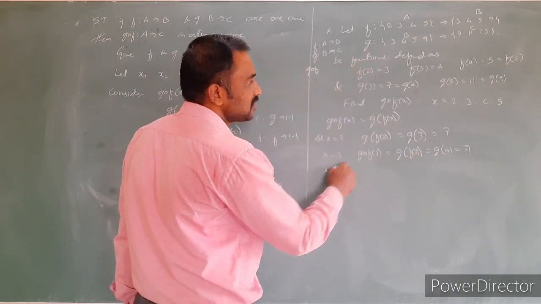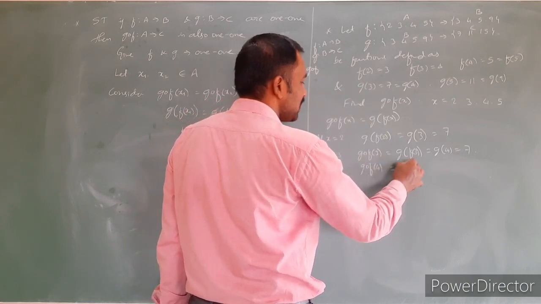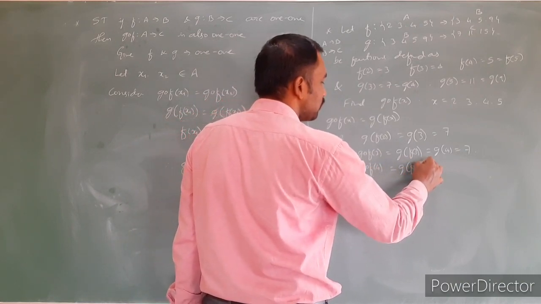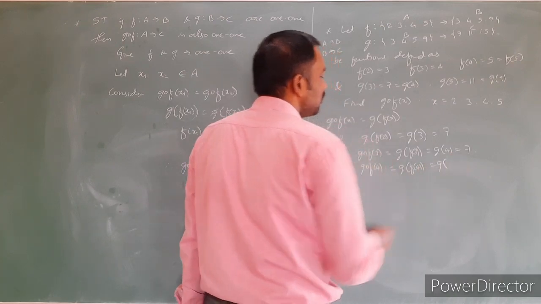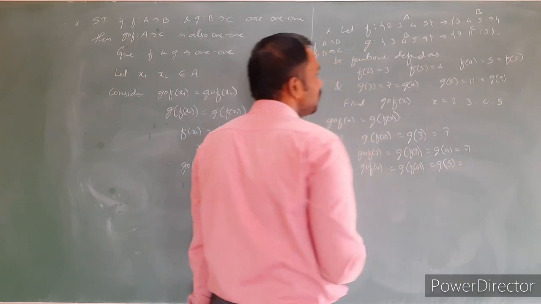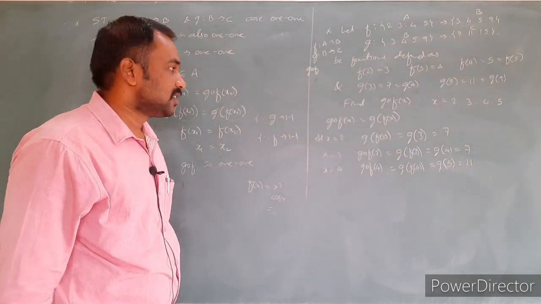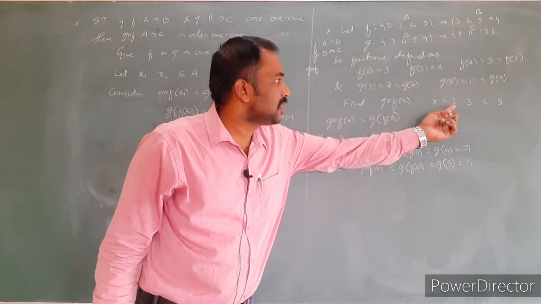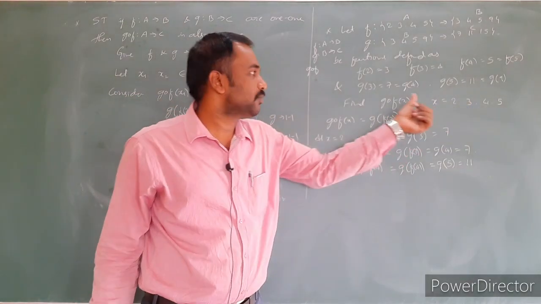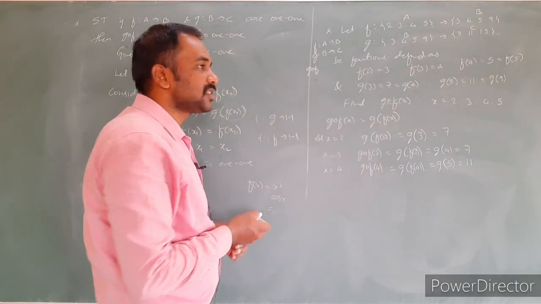Similarly, at x equal to 4, g circle f of 4. What is that? g of f of 4. Do you know f of 4? What is f of 4? It is 5. Do you know g of 5? Yes, g of 5 is nothing but 11. These are the images of the elements 2, 3, 4, 5 under the function g circle f. The images we are finding.